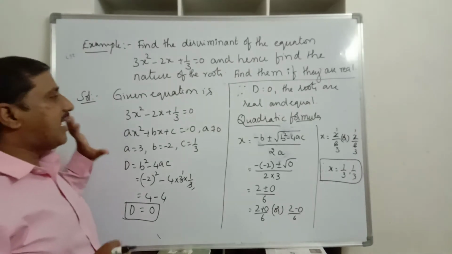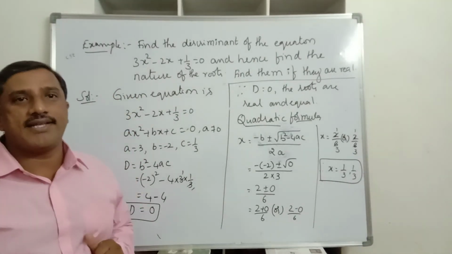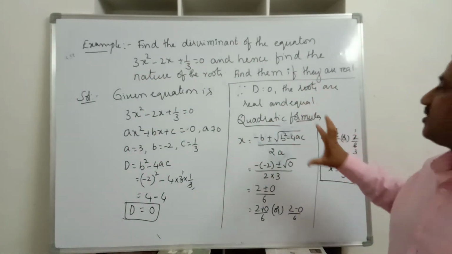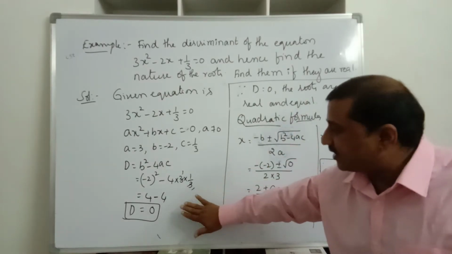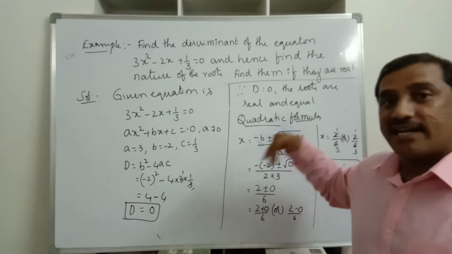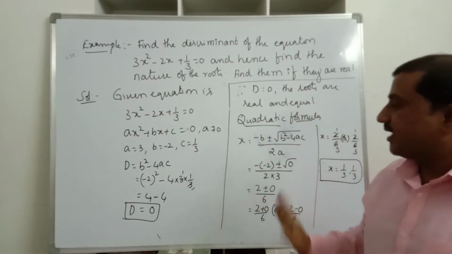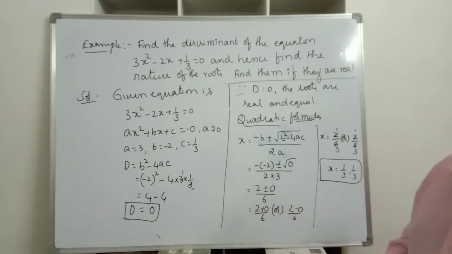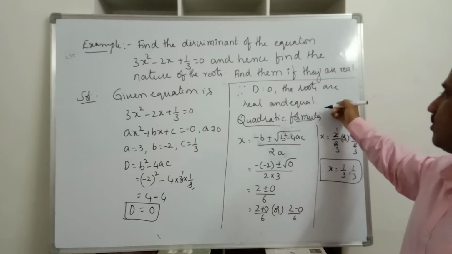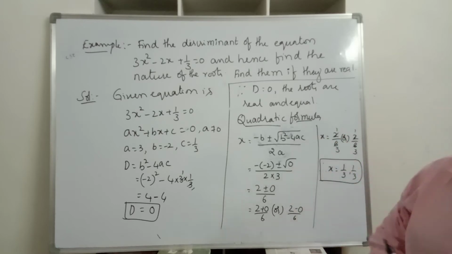So like this, we need to find the discriminant. After finding the discriminant, observe its value. If that value is a positive value or equal to 0, the roots are real roots. If it is equal to 0, the roots are real and equal. If the D value is greater than 0, the roots are real and unequal. If the D value is less than 0, the roots are unreal. Once the D value is known, then we can say the nature of the roots. And if real roots exist, we can find them by using the quadratic formula.